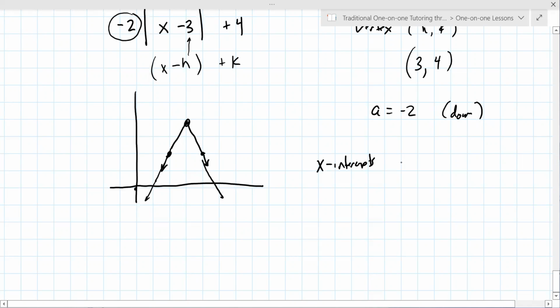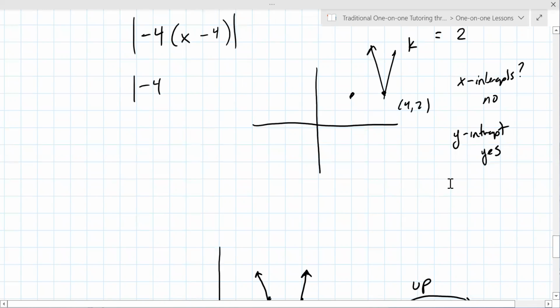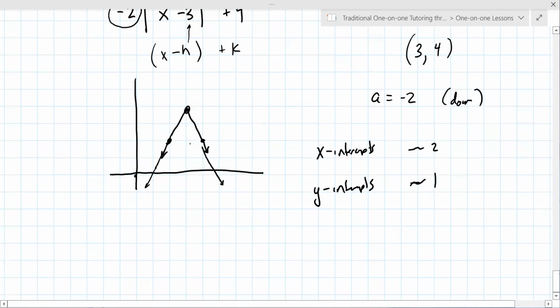Oh, 2. How many y-intercepts does it have? Maybe. So if they go on forever, would it be 1? Yes, there's always a y-intercept. Okay, so this thing's got 2 x-intercepts.